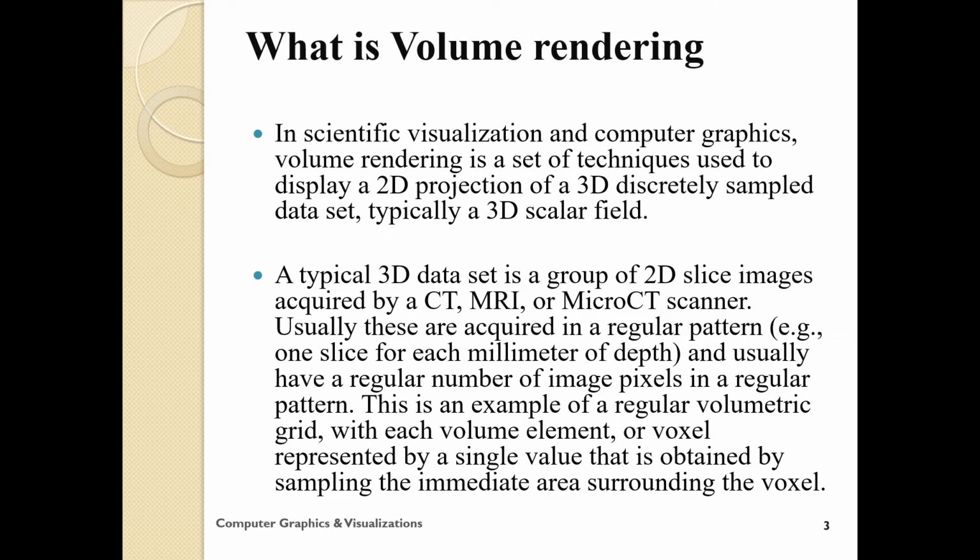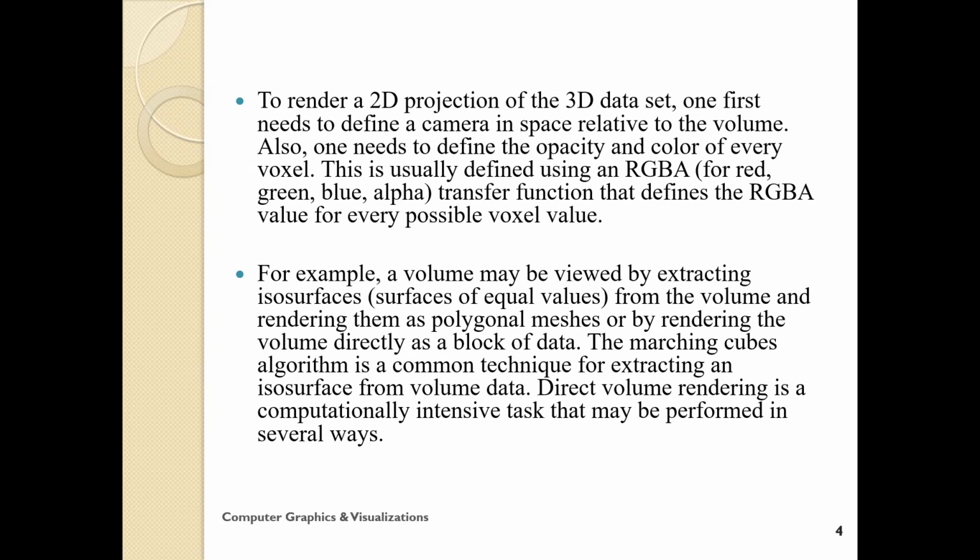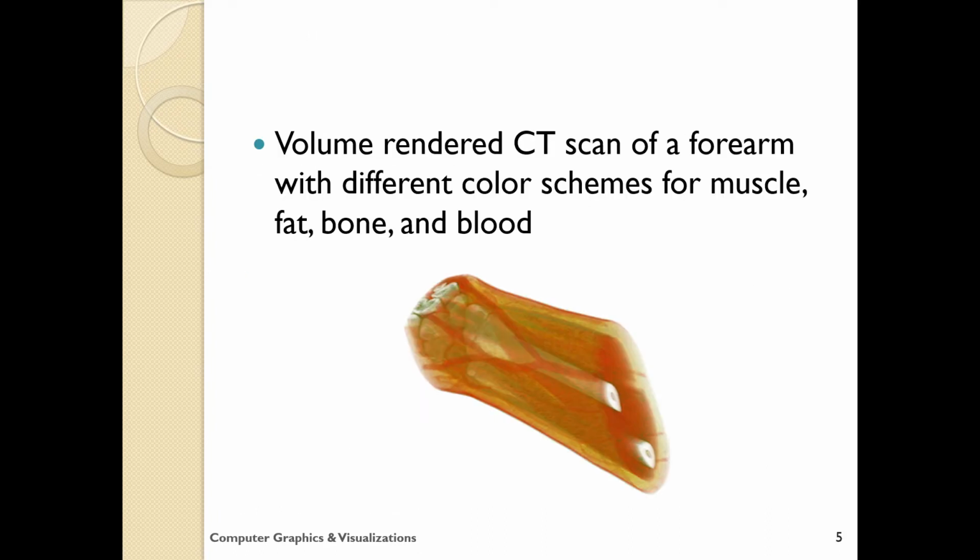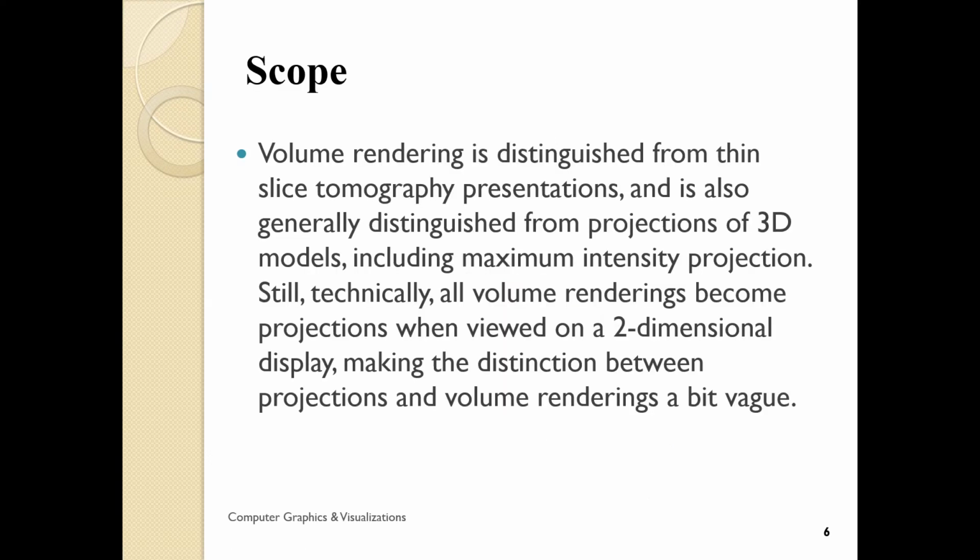This is an example of a regular volumetric grid, with each volume element, or voxel, represented by a single value that is obtained by sampling the immediate area surrounding the voxel. Volume rendered CT scan of a forearm. Here you can see the volume rendered CT scan of a forearm with color schemes for muscles, fat, bone and blood.